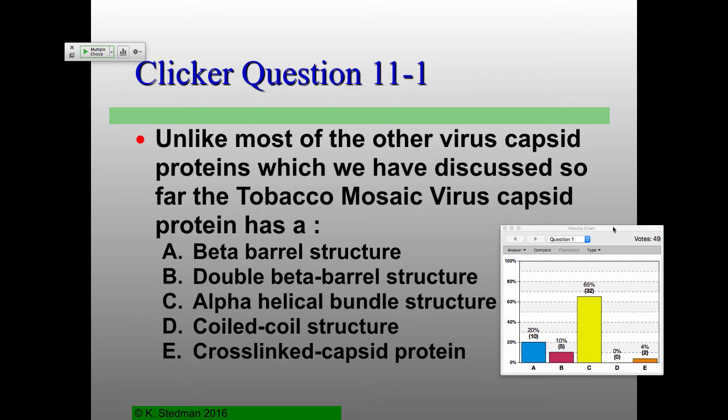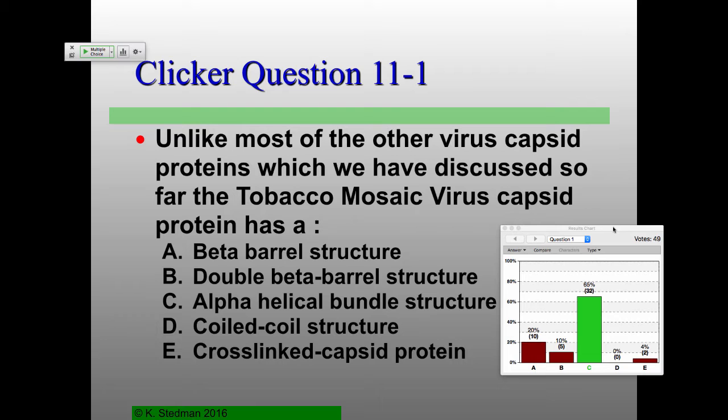We've kind of been beating on the whole beta barrel structure, I think, a whole bunch. So be unlike all the other ones. So you can kind of eliminate at least the first two to start with. And then what about the coiled-coil structure? Where have we seen that?